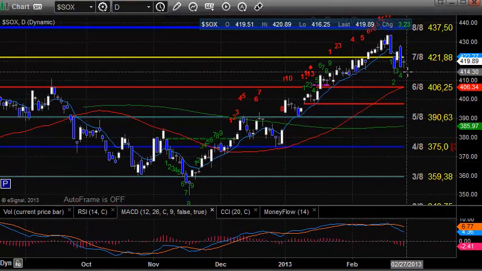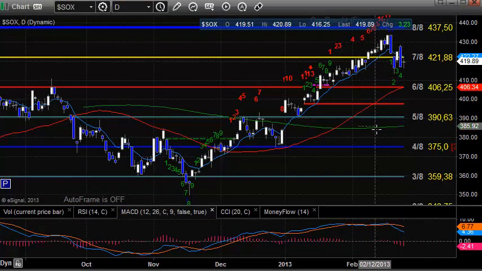SOX index posted an inside day, up a little bit. One of the better performing NASDAQ sectors today, but still basically just an inside day with just a little bit of a brush below the previous low.